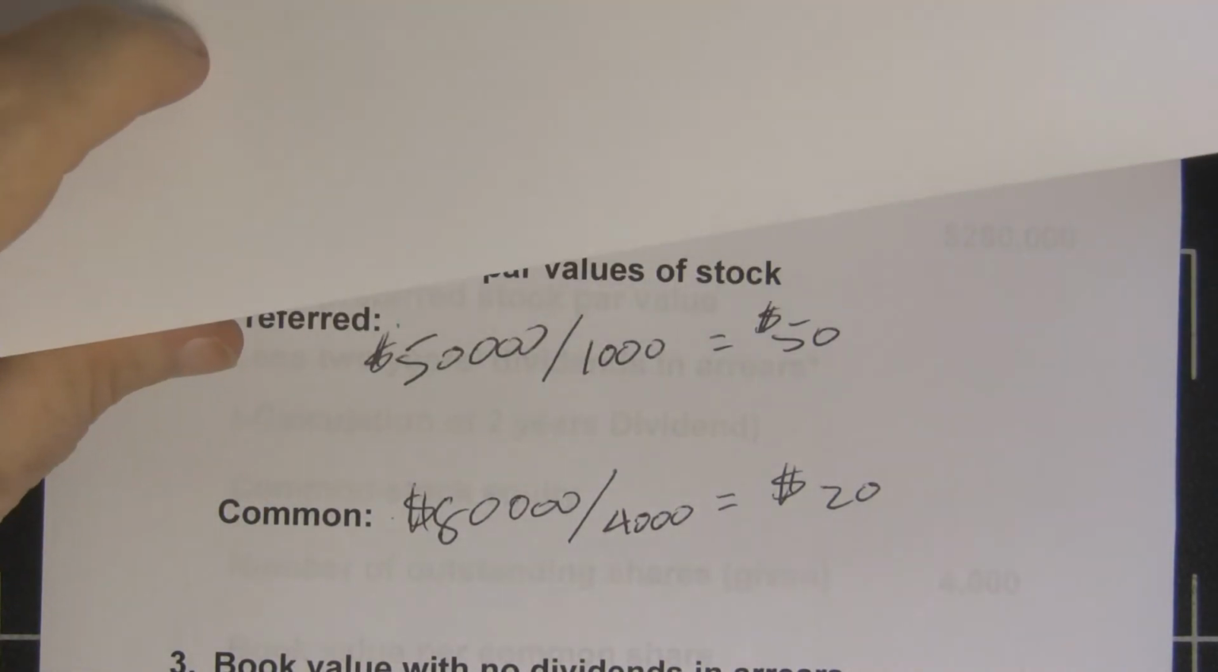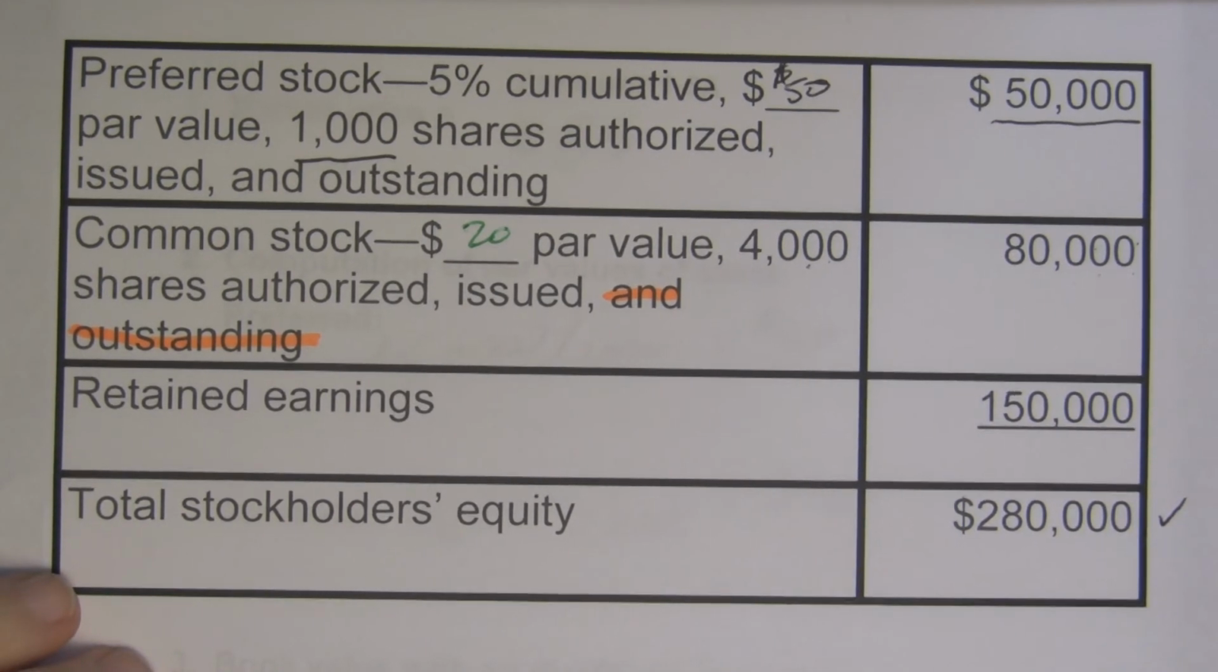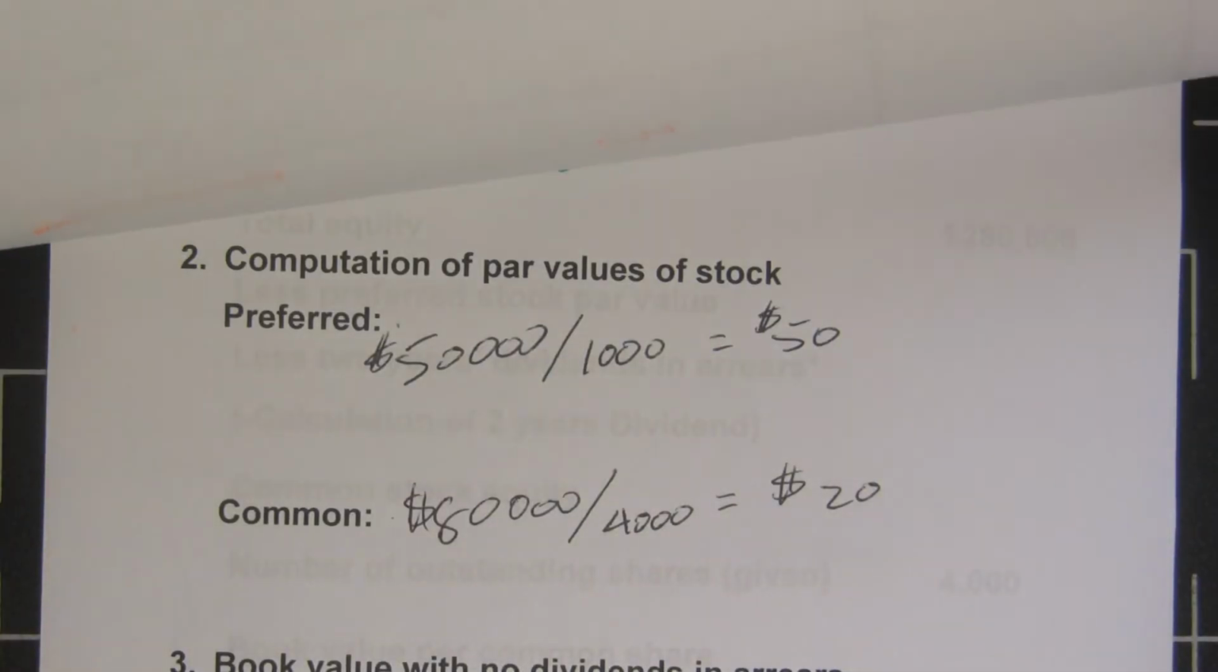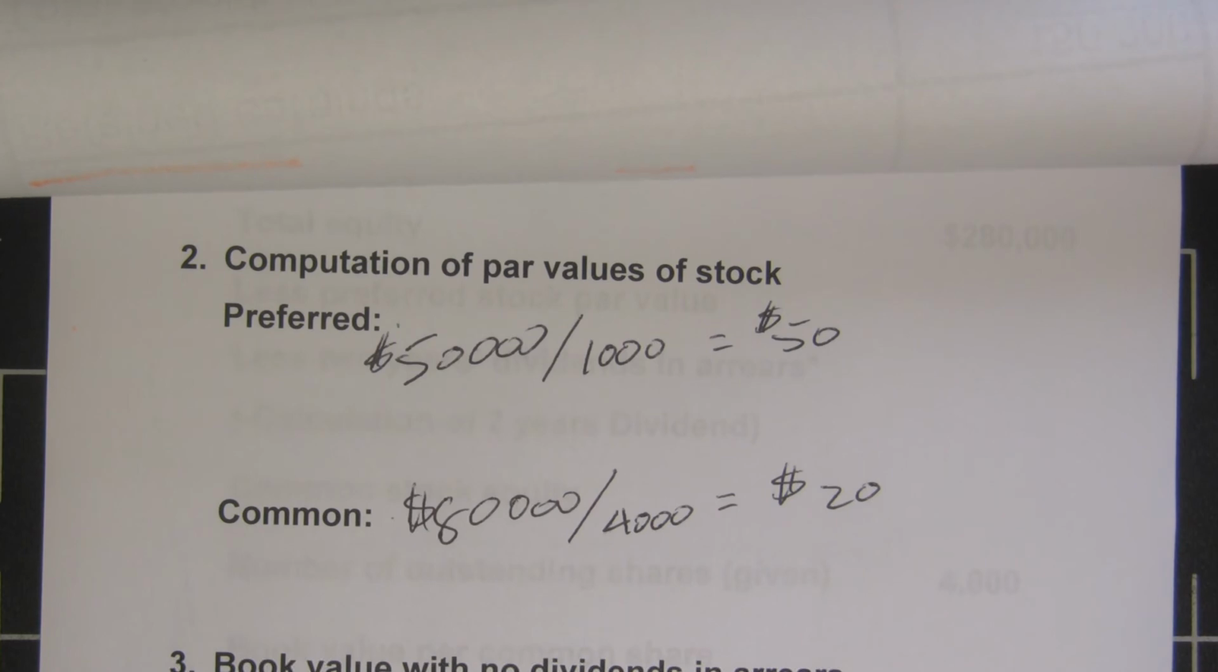We have $280,000. That's the total stockholders' equity minus the preferred. So we're going to subtract the 50,000. The remaining 230,000 belongs to our 4,000 common shareholders. So we have 230,000 of common equity to be divided among 4,000 common shareholders. The book value per share of common stock is $57.50.